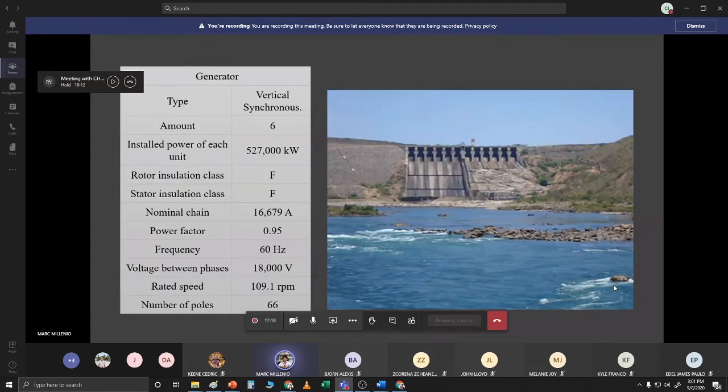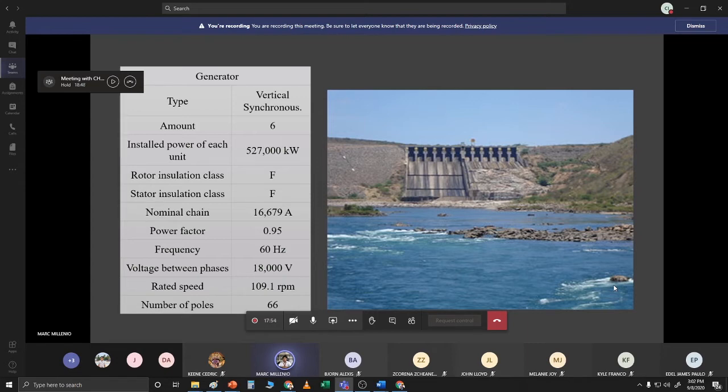For the generator, there are 6 vertical synchronous generators with installed power of 527,000 kilowatt, rotor insulation class F, and stator insulation class F. Nominal chain is about 16,679 ampere. Power factor of 0.95. Frequency is 60 Hz. Voltage between phases is 18,000 volts. The rated speed is 109.1 RPM. There are 66 number of poles.